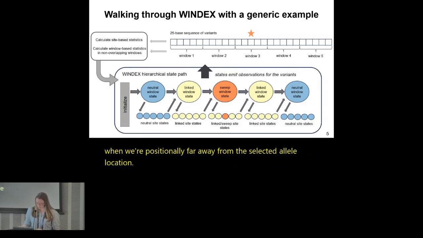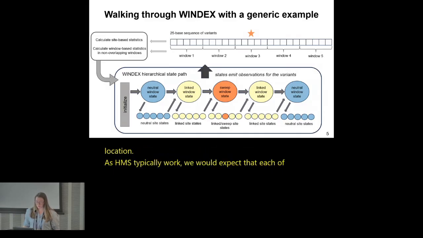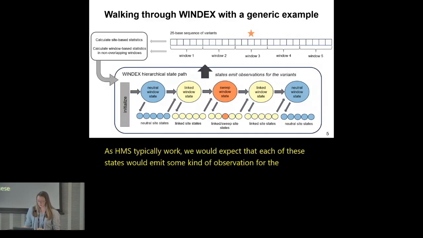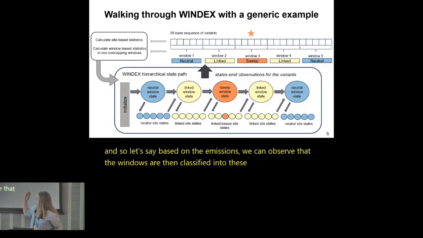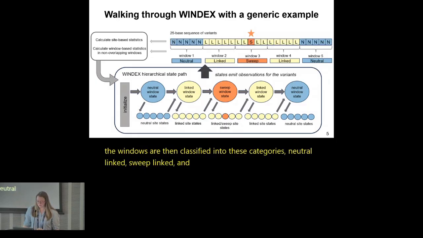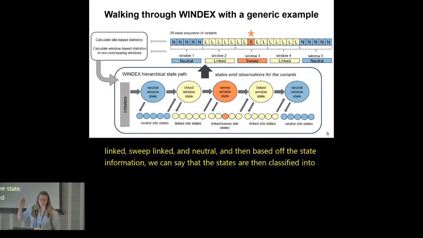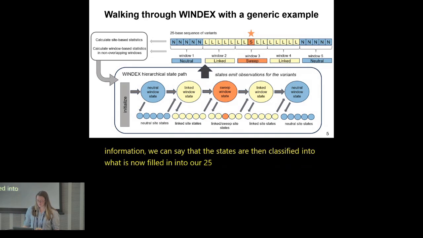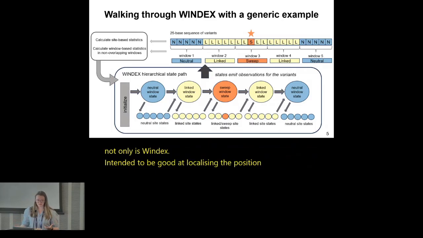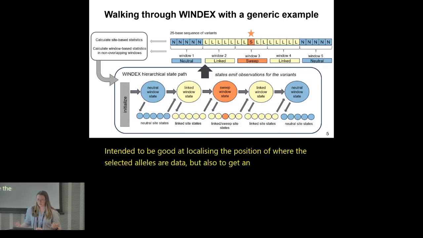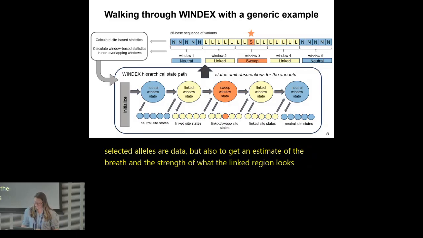As HMMs typically work, we would expect that each of these states would emit some kind of observation for the variants. And so let's say based on the emissions, we can observe that the windows are then classified into these categories: neutral, linked, sweep, linked, and neutral. And then based off the state information, we can say that the states are then classified into what is now filled in into our 25 base sequence of variants. So not only is WINDEX intended to be good at localizing the position of where the selected alleles are in our data, but also to get an estimate of the breadth and the strength of what the linked region looks like in our haplotype data as well.